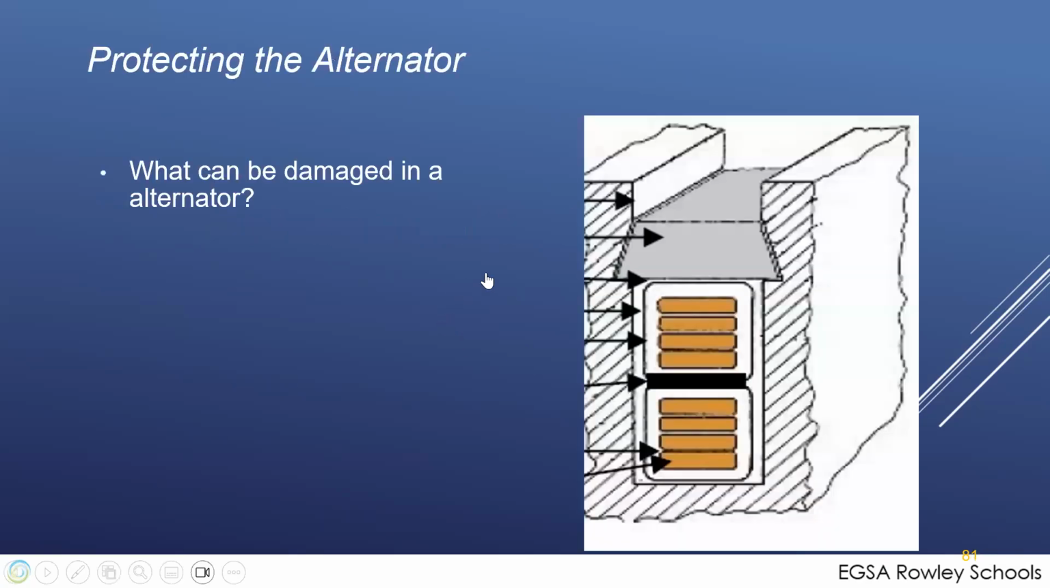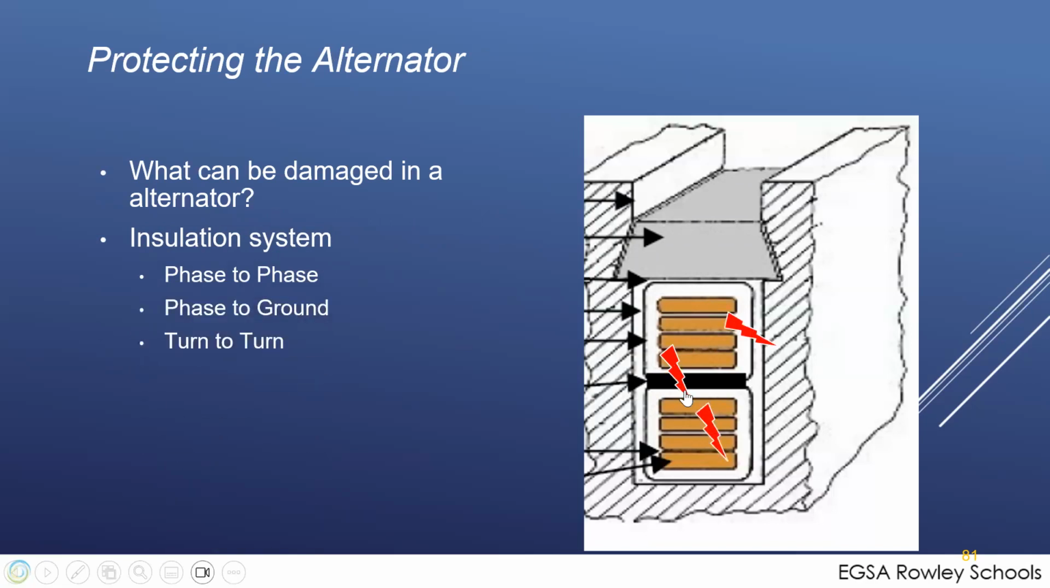Well, we talked about what can be damaged in the alternator. We saw this picture before, right? We talked about the insulation system and the winding system being the two things we need to worry about. In the insulation system, we have the insulation between phase to phase, phase to ground, and turn to turn insulation. We need to protect all that. The other is the conductor system, or the wiring system itself.